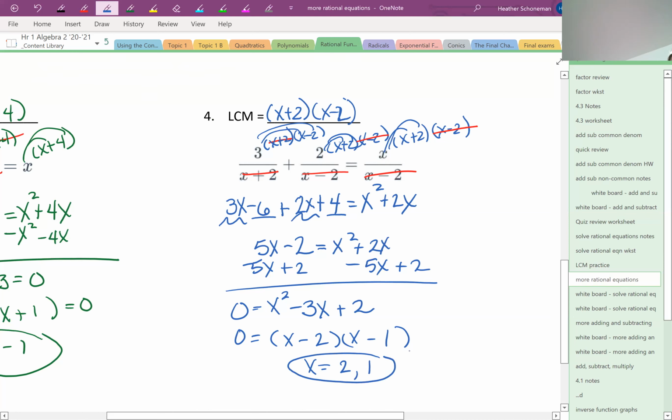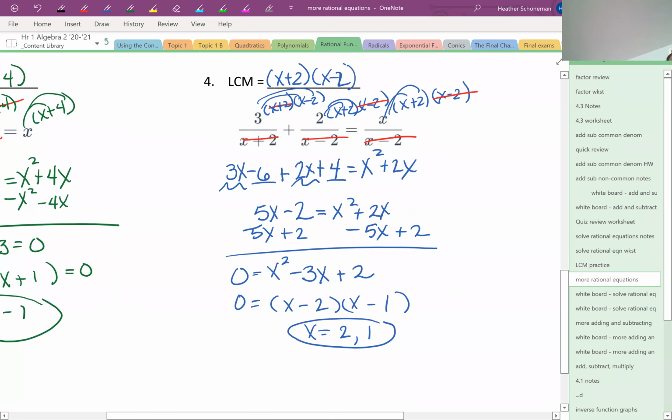But now I need to check. If I plug in 1, this gives me 3 and -1. That's not a big deal. But if I plug in 2, this gives me 4. No big deal. But here, 2 minus 2 is 0. And we cannot have 0 in the denominator. So this 2 is extraneous.